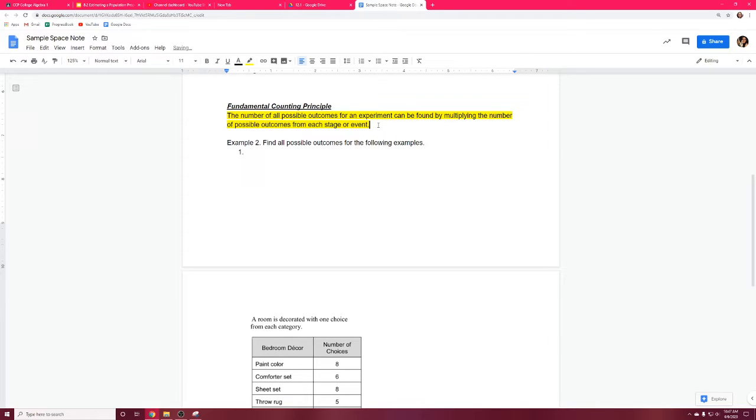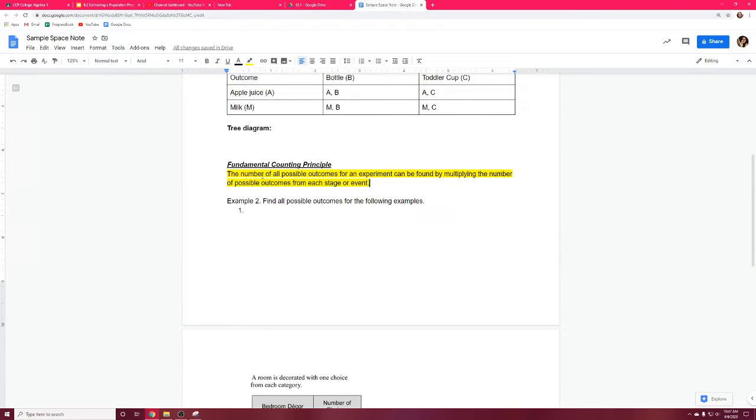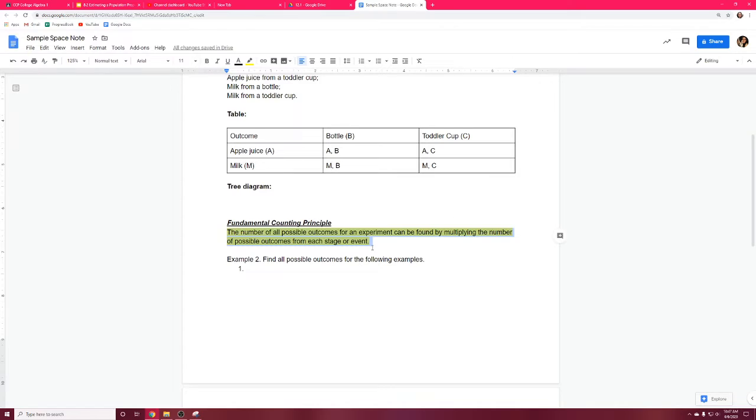All right, so this is also called the multiplication rule in statistics. What is happening here is saying that the number of all possible outcomes of an experiment can be found by multiplying the number of possible outcomes for each stage or event.